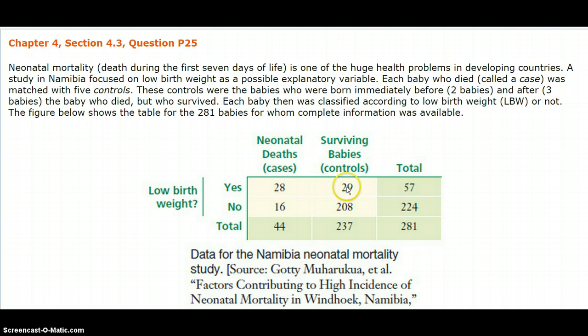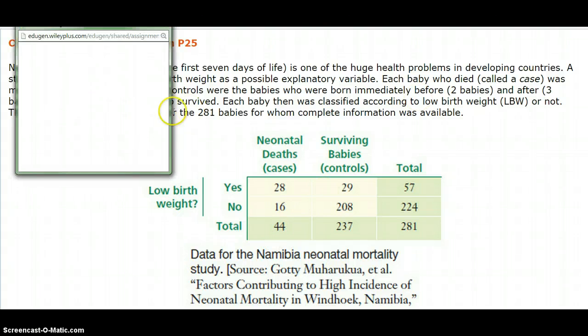If anything, we might say, well, the ones who survived had a higher number of low birth weight babies, which is true. But it basically looks like it's 50-50. That's misleading because keep in mind that there were 44 babies who died and 237 babies who survived. So that's why it asks us to look at percentages.